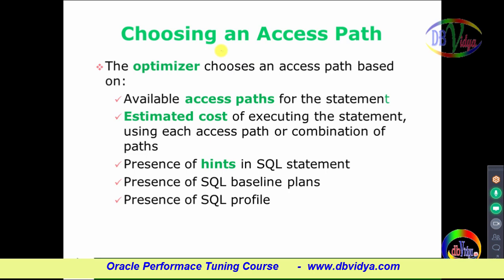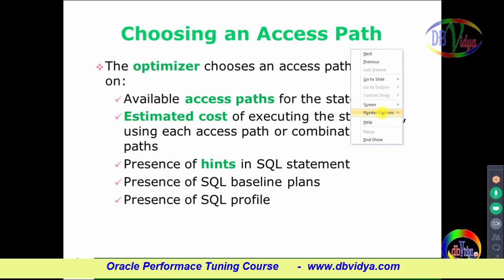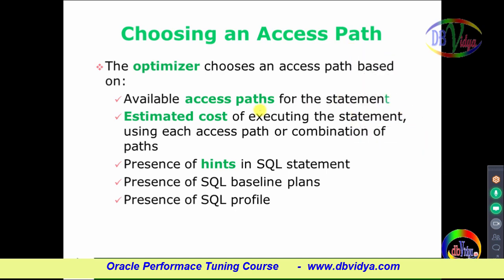So how will Oracle come to a conclusion? Which piece of software will decide and give this information? That is nothing but the optimizer. So the optimizer chooses the access path based on what information? Based on how many available access paths are there, and what is the estimated cost? Estimated cost means in terms of resources: CPU, IO, sorting, all those things. Okay, it is not monetary.